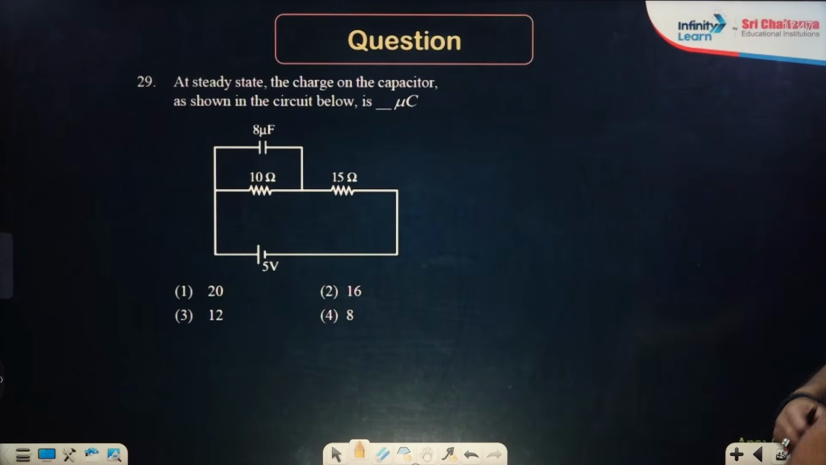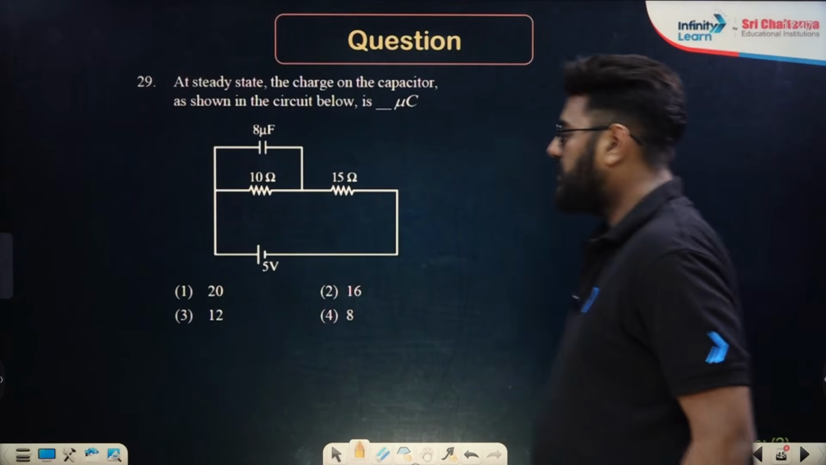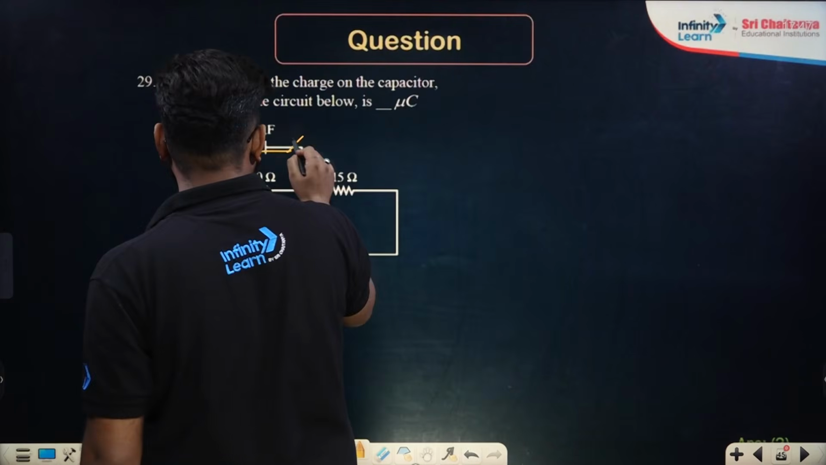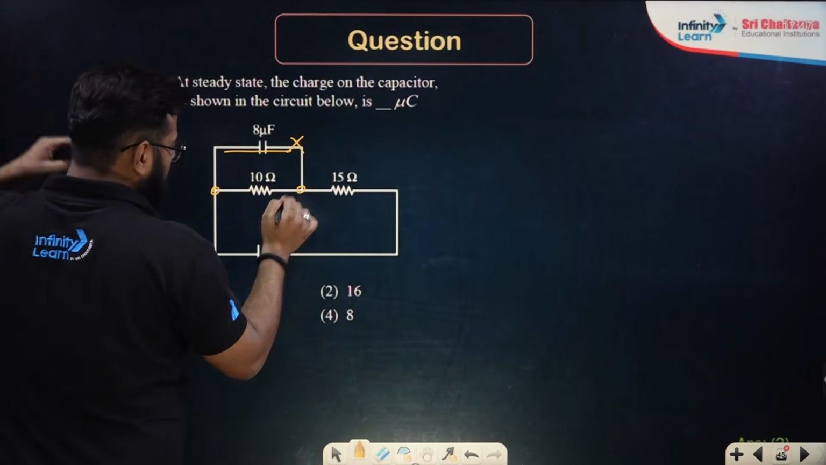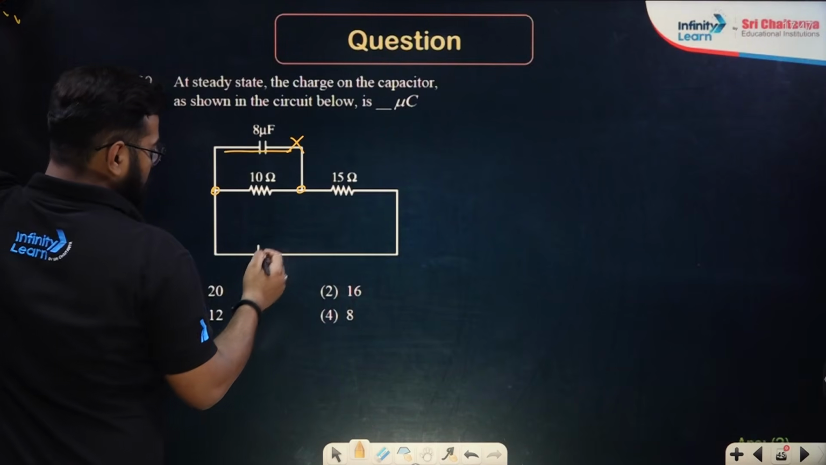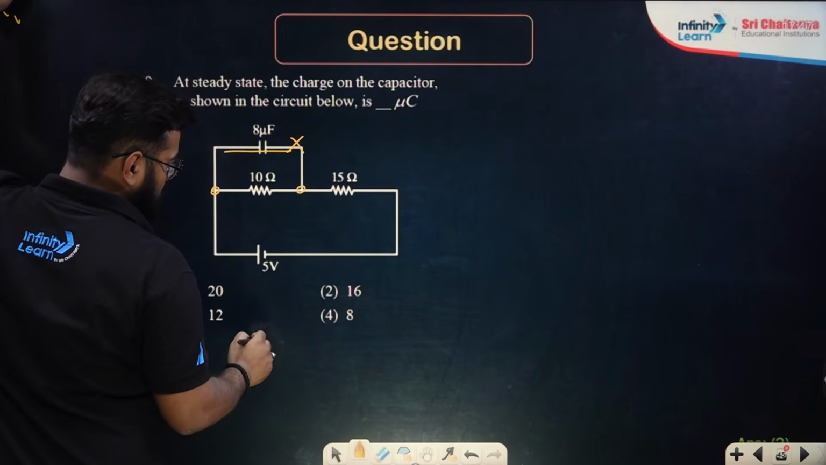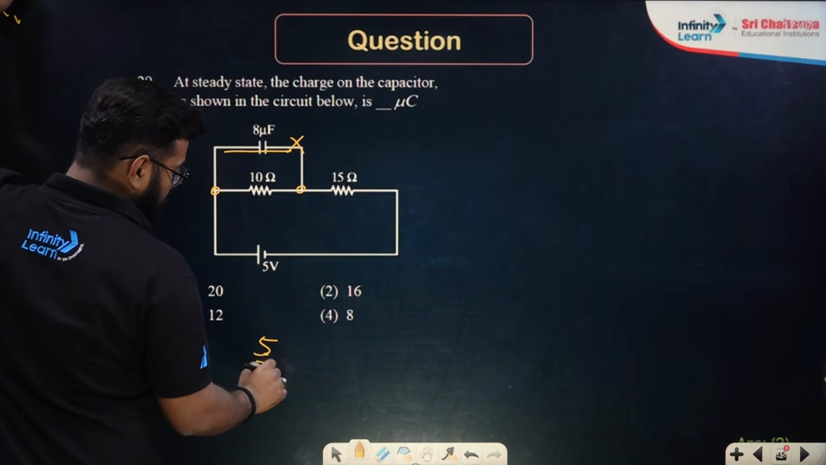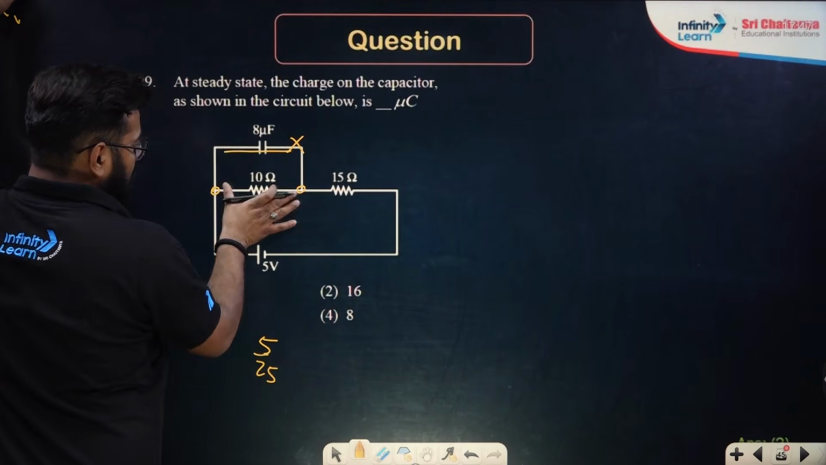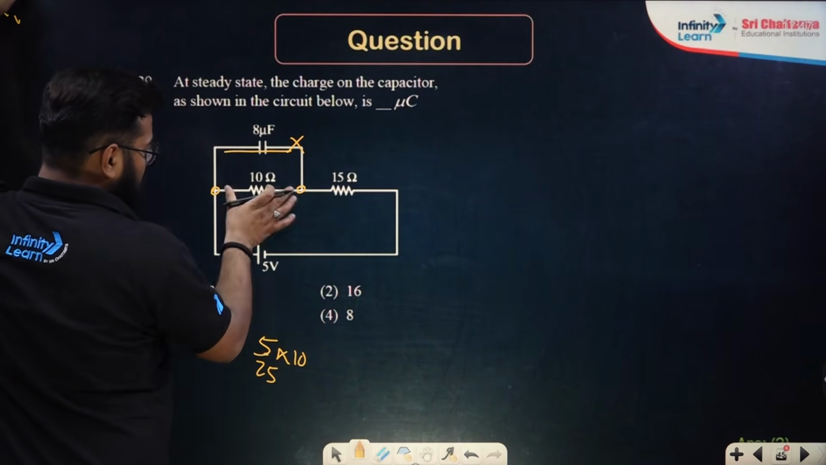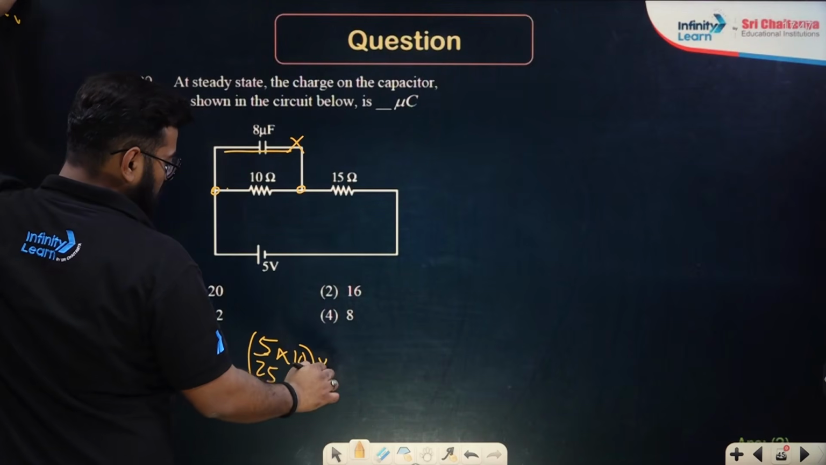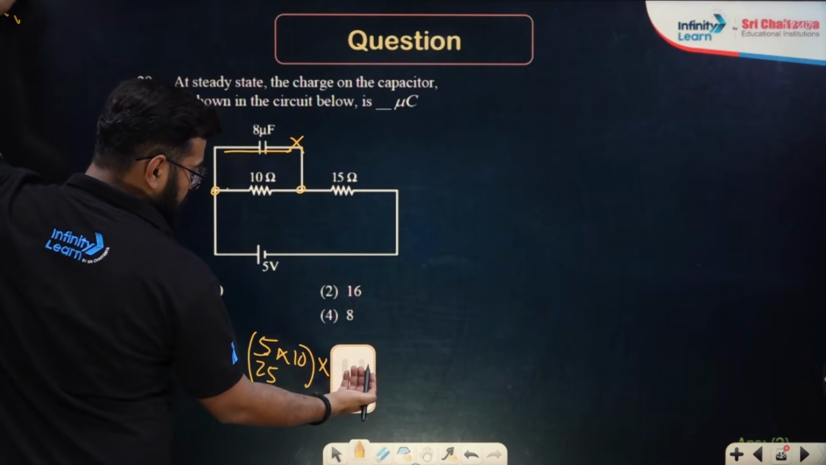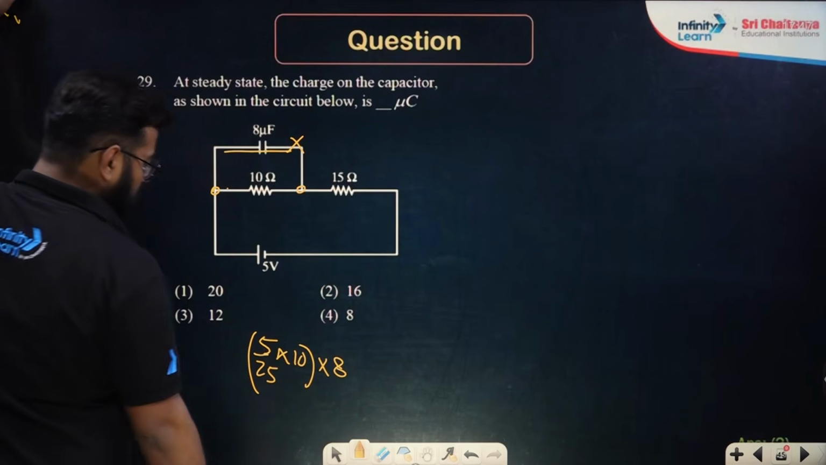Okay. At steady state, the charge on the capacitor is, please remember at the steady state, no current flows through the capacitor. Basically, across it, the potential is equal to the potential over here. So current will flow through it, 5 upon 5 plus 10 plus 15, 5 upon 25. This will be the current. Into 10, this will be the potential difference across it. We want to find out the charge. So this is the potential difference, multiply it with C, which is 8. You will get your answer.